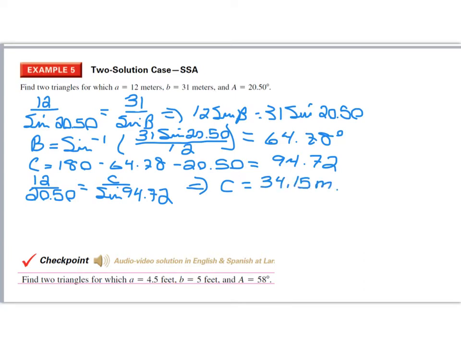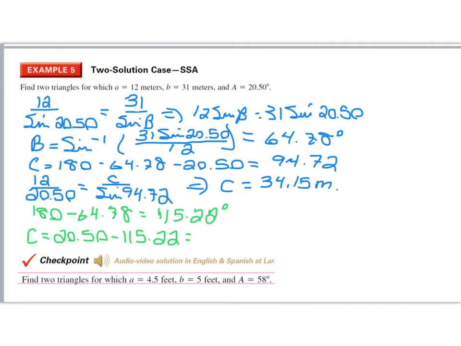34.15 meters. Okay, so for my second angle, I would go 180 minus 64.78, which would give me 115.22. So now I've got those two angles where I can solve too. So now I know that C can be equal to 180 minus 20.50 minus 115.22, which would give me 44.28. That would give me my C. So now I can go ahead and plug that in and find little c.